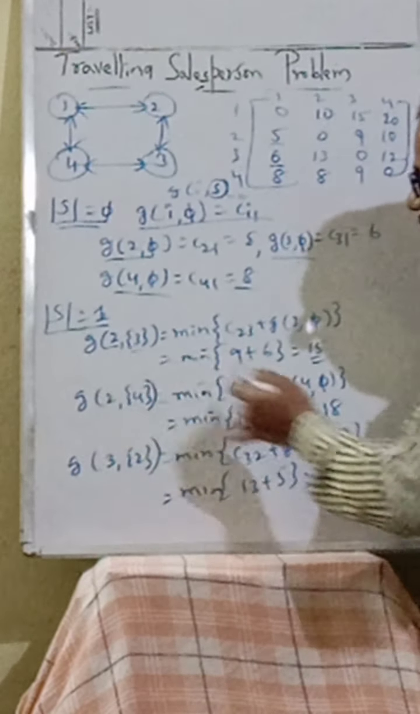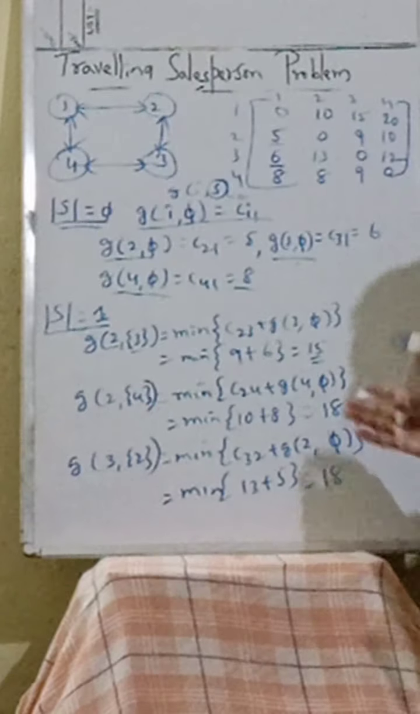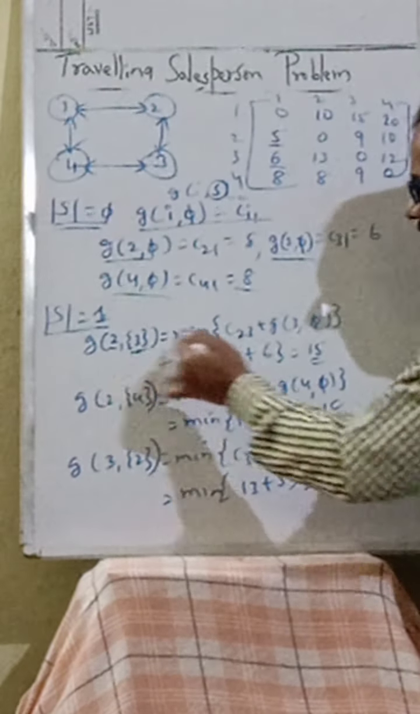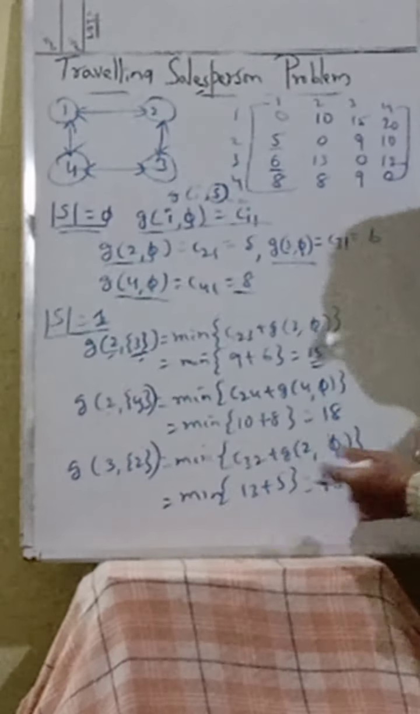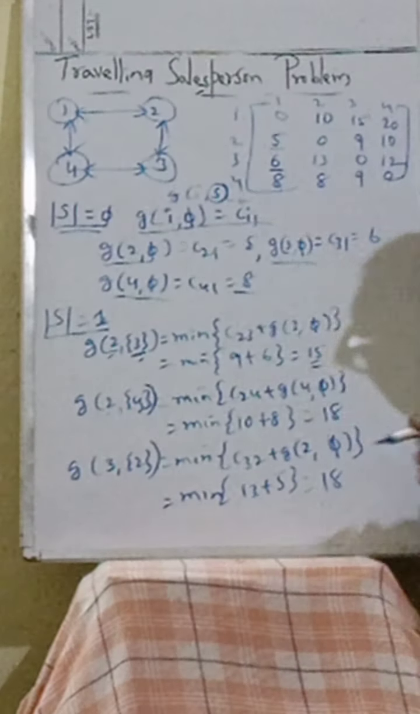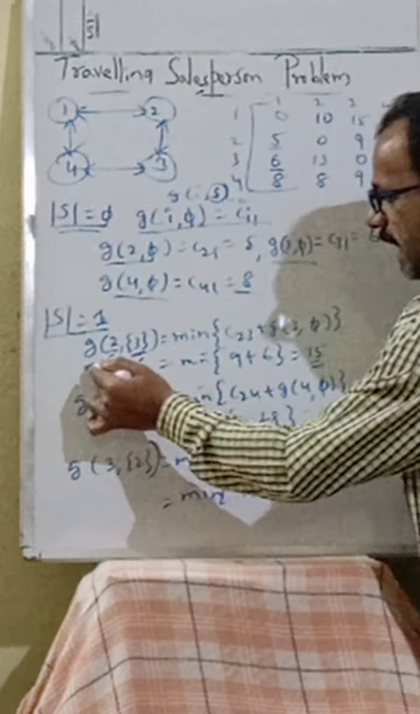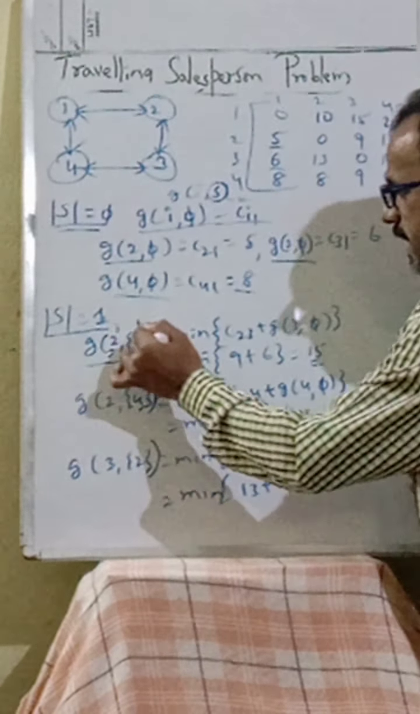Mod S equal to 1 means the number of nodes we consider in the set is 1. So 2 combination is 3 and 2 combination is 4, because only 4 nodes are there. Suppose if one more node 5 is there, then take G of 2 comma 5 also. So calculate G of I comma S. Now this is I, this is S.